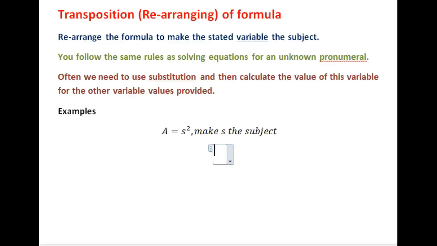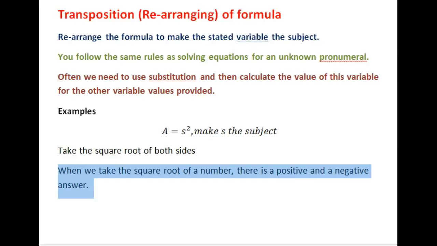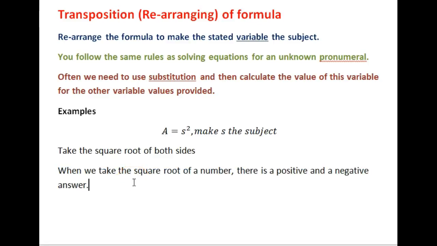Now the first thing we've got to do is undo the square. So we're going to take the square root of both sides. When we take the square root of a number, there is a positive and a negative answer. That's because, if you recall, the square root of 9 is equal to 3, because 3 times 3 equals 9. In year 8 you learned about negative numbers. So if you think about it, negative 3 times negative 3 is also equal to positive 9. So technically, the square root of 9 equals positive or negative 3.